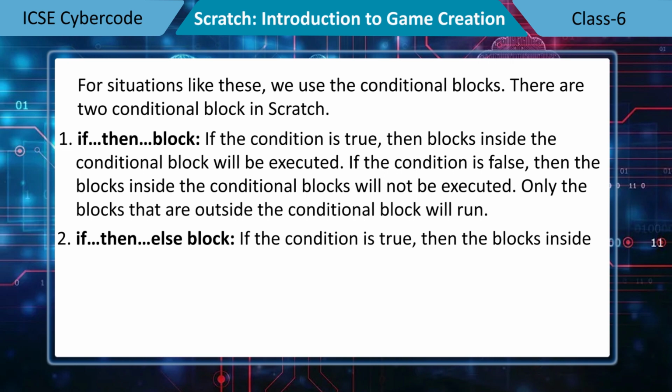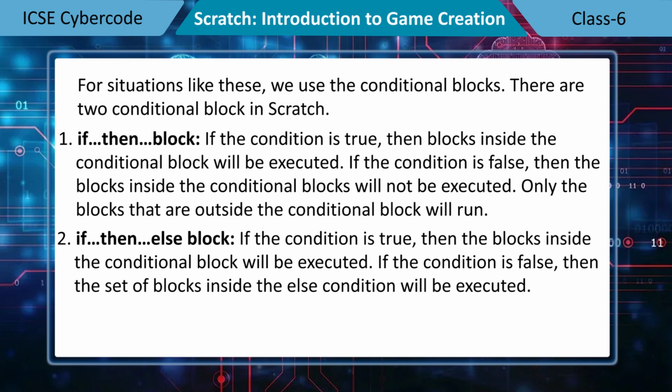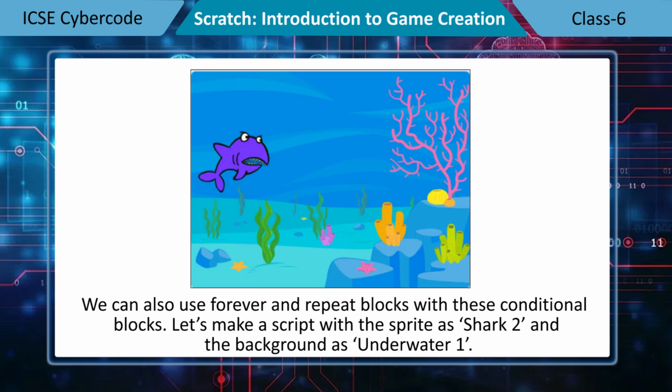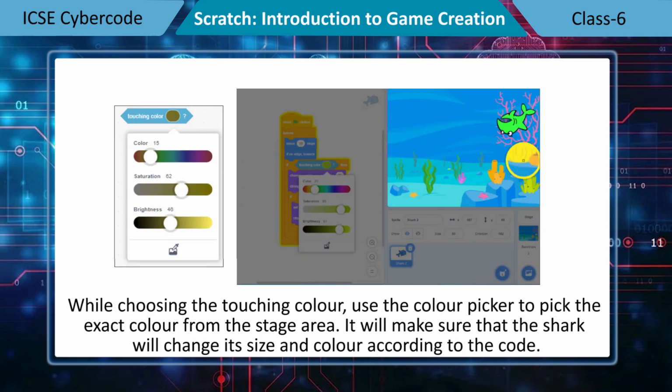If, then, else block. If the condition is true, then the blocks inside the conditional block will be executed. If the condition is false, then the set of blocks inside the else condition will be executed. We can also use forever and repeat blocks with these conditional blocks. Let's make a script with the sprite as Shark 2 and the background as Underwater 1. Create the following script on Scratch. While choosing the touching color, use the color picker to pick the exact color from the stage area. It will make sure that the shark will change its size and color according to the code.